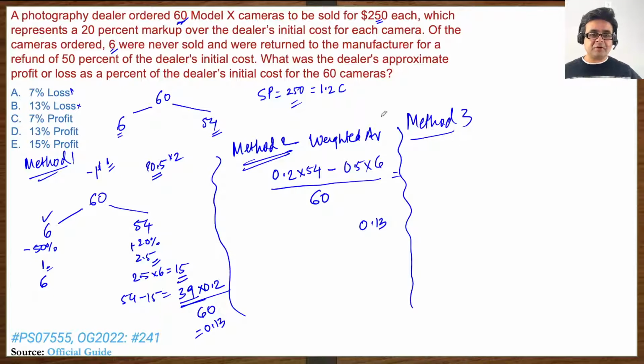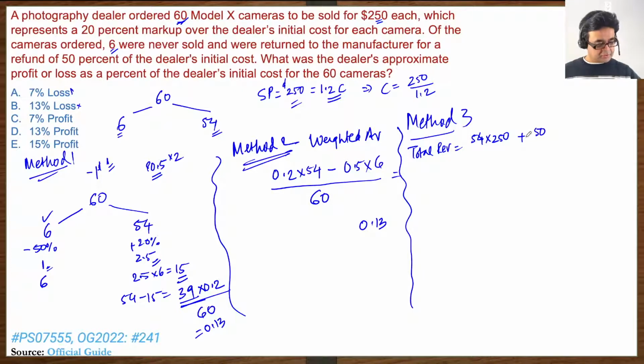So in method number 3, we know that the cost price, the selling price is 1.2 times C, and it is actually 250, which means C is equal to 250 divided by 1.2, right? Now total revenue for the dealer is the 54 cameras he sold, right? So that is 54 multiplied by 250, right? Plus the 50% revenue he gets back from the cameras he couldn't sell, but the company actually gave him 50% back. So that is the money coming in also, right?